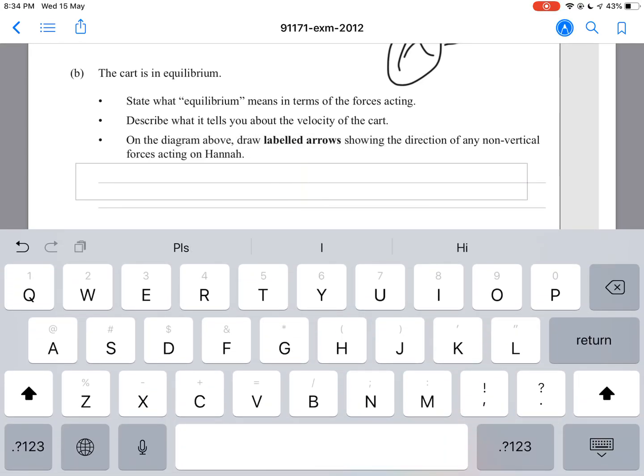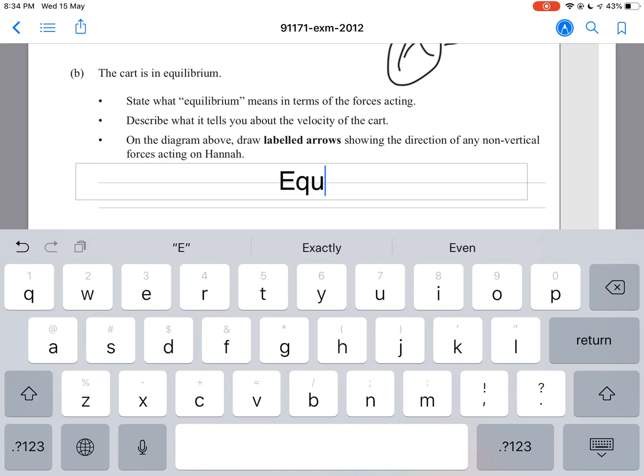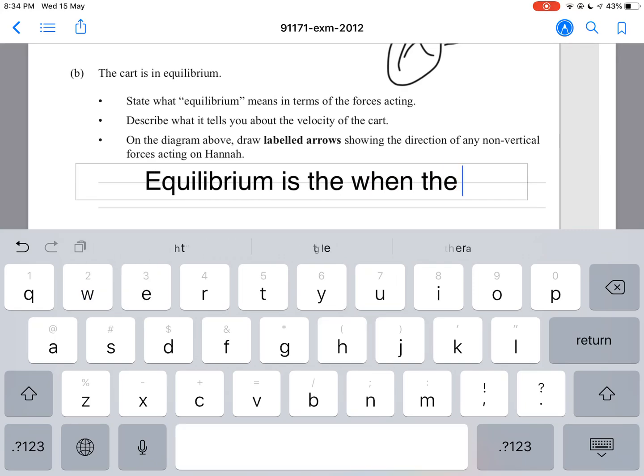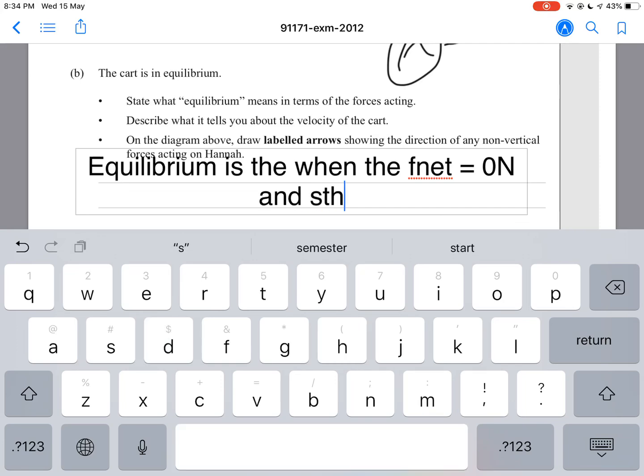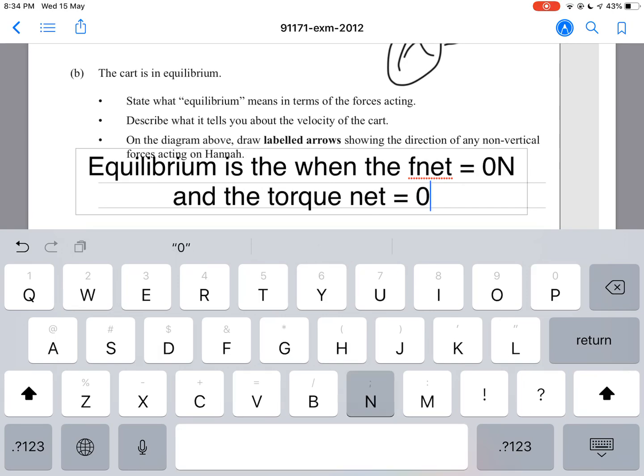Okay, so let's answer this question. First we have to state what equilibrium is. So we can basically just say equilibrium is when the F net equals 0 newtons and the torque net equals 0 Nm.